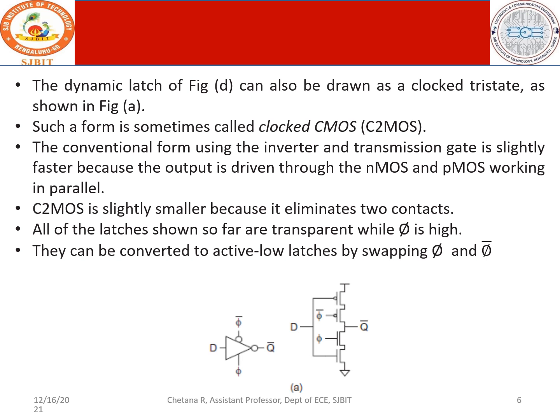But when you compare with C square MOS, it is slightly smaller because it eliminates two contacts. You have only one output and one input. So all of the latches shown so far are transparent while phi is high. So when phi is high, 1 bar is 0, 0 bar is 1. Therefore, you have active low latches when you are swapping between phi and phi bar. Of course, this will be almost the representation of a tri-state inverter.